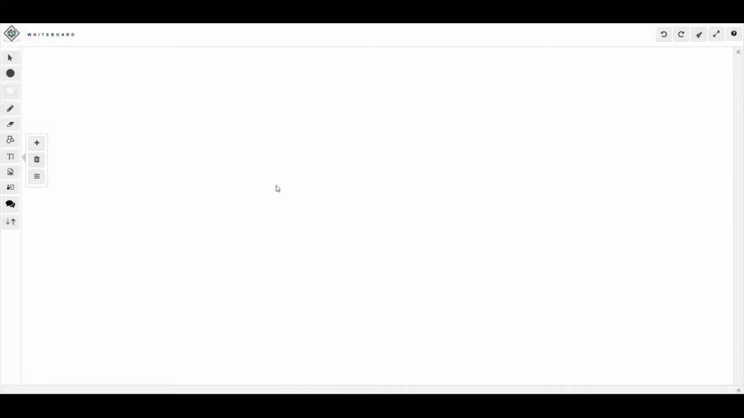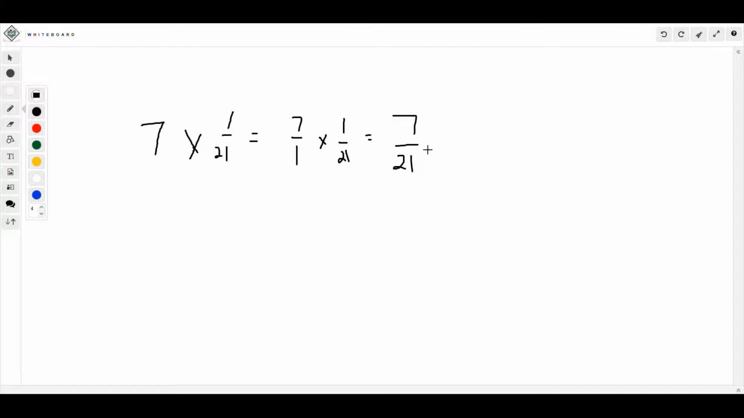So let's look at number 3. Okay, so it is 7 times 1 over 21. You're going to rewrite it like this beside there, and then you're going to get your answer. So you multiply across, you get 7 over 21, which simplifies down. Now this is a multiple of this, so we know we're going to divide by this, making that 1/3. Okay?